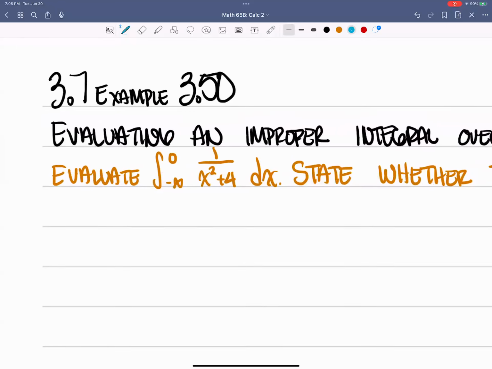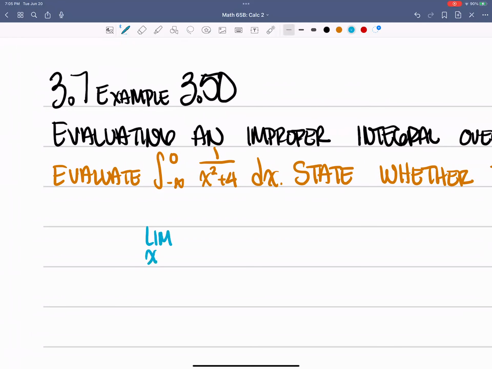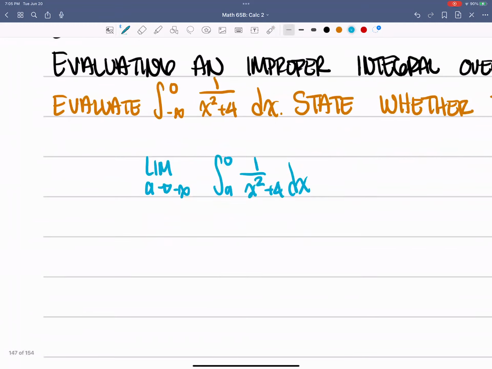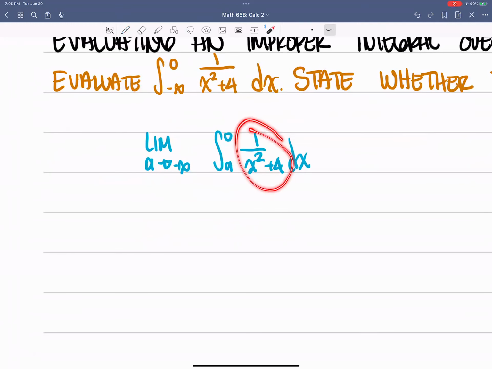Okay, so let's see. This time we're going to approach from a. So the limit as a approaches negative infinity, starting off at negative infinity, we're going from a all the way up to 0, of 1 over x squared plus 4 dx. And let's integrate this. This looks familiar. I kind of feel like it's a trig problem.